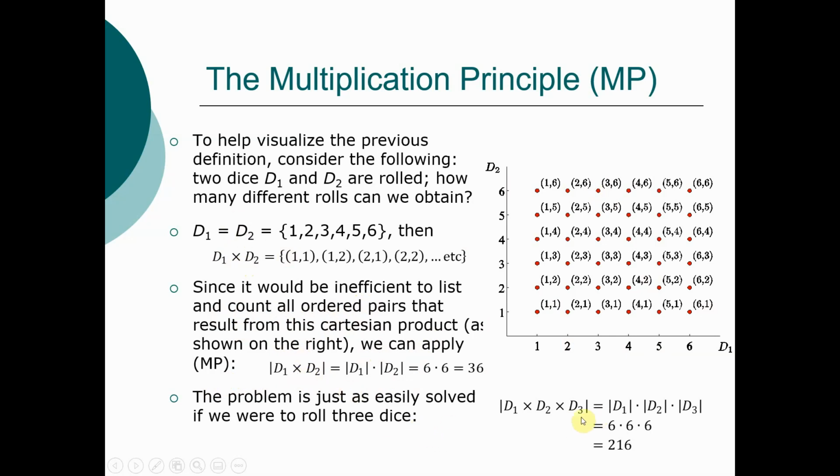Okay, so what if we're going to roll it 3 times, right? What if you have 3 dice? If that's the case, then the problem again can be solved using the multiplication principle, and we would have 6 raised to power 3 different outcomes, or 216 different elements in this set.